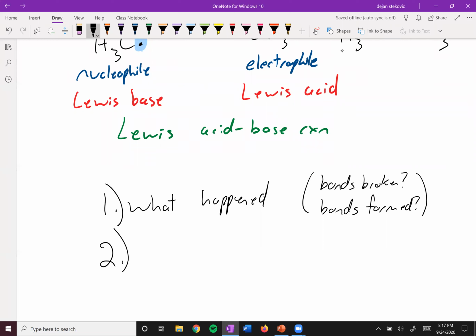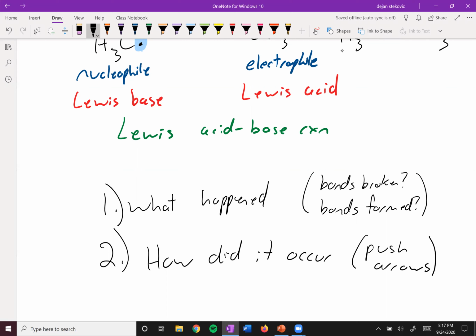And then the second step is how did it occur? And this is where the arrow pushing comes in, right? So we're going to push arrows around to show how these reactions occur. But really the first step is to identify what's the change?